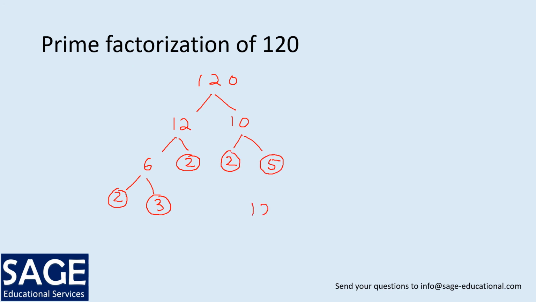So how do I write the prime factorization for 120? I see in my tree there are 3 2's, so 2 to the power 3. There's only one 3, so times 3. And there's only one 5, so there's my prime factorization for 120.